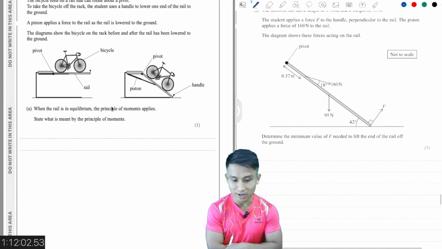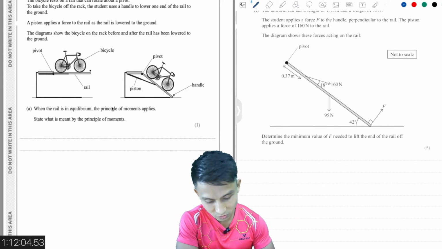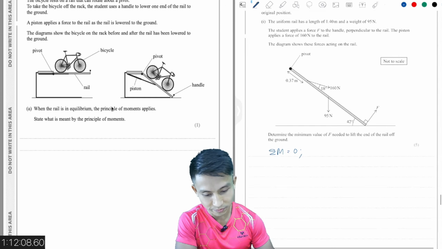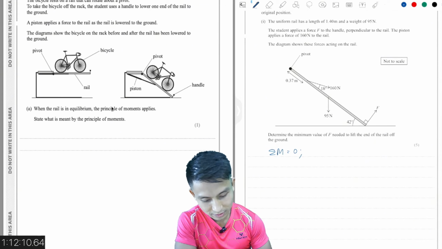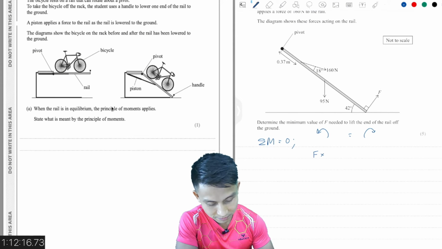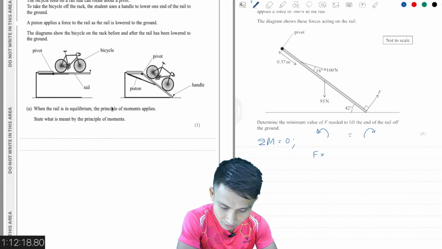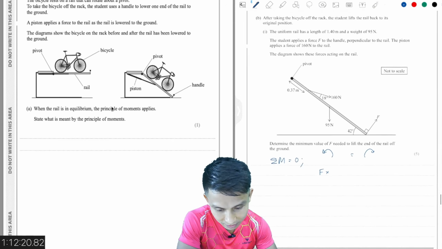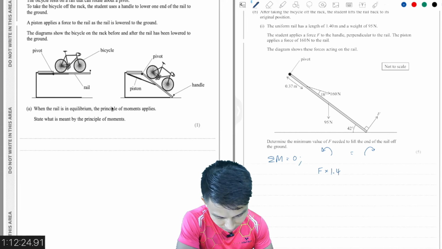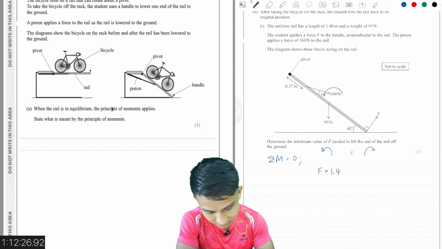Well, that's just moment, right? Okay, so sigma M equals 0. That's the total moment equals 0. So we have clockwise equals anti-clockwise. So I'm just going to do F times the length, okay, 1.4. And is that the only anti-clockwise? No, there's this one as well.